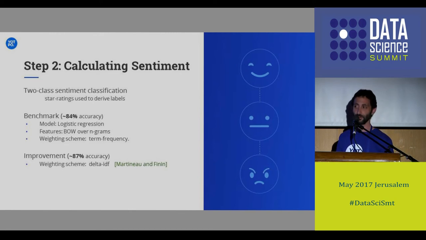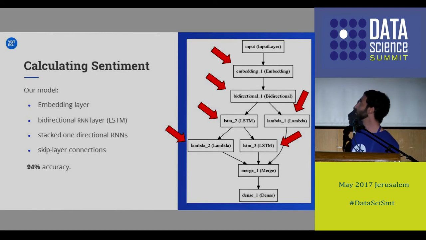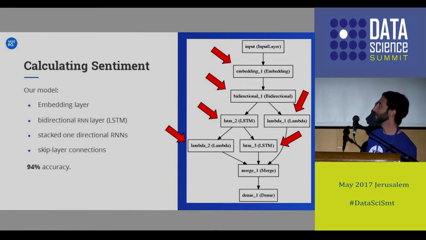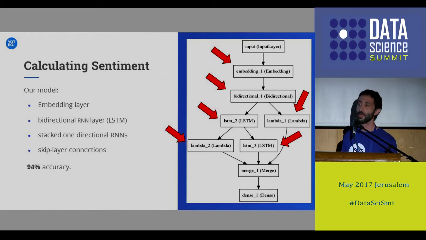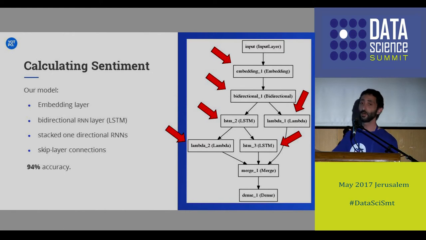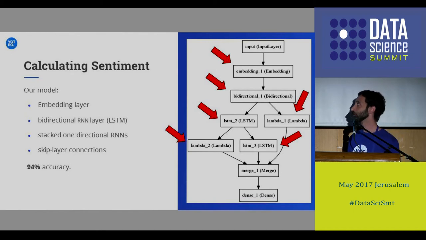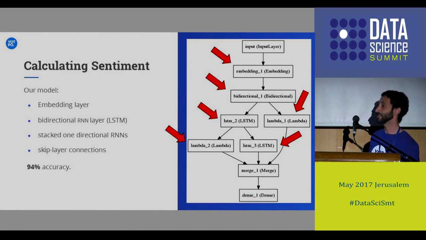As Yotpo, we have millions of reviews. We can go to, surprise, surprise, deep learning. I'll go over the network really quickly. We start with a one-hot vector representing terms, then embed into a low-dimensional space using an embedding layer, followed by a bidirectional recurrent neural network built out of LSTMs, stacked over with two one-directional RNNs, using skip-layer connections to bring them all together to a final layer. Okay, with this model, we approached 94% accuracy, which is pretty cool if you know the business. Our industry standards lie around 85%, give or take, so we are really doing good in sentiment analysis.